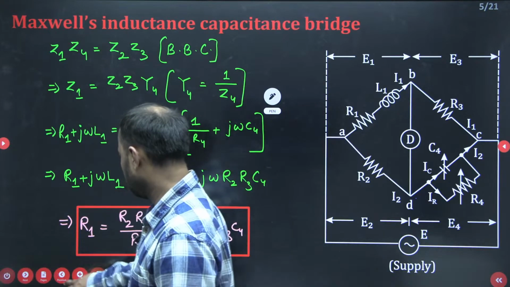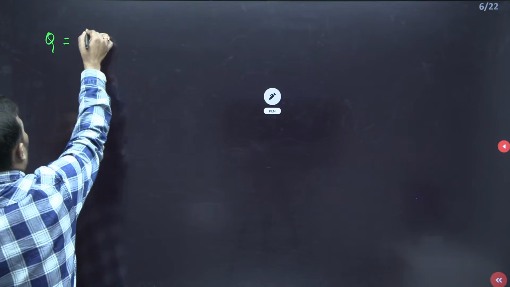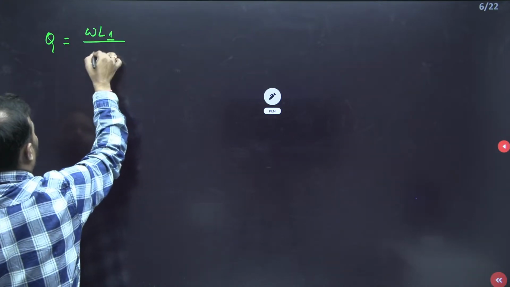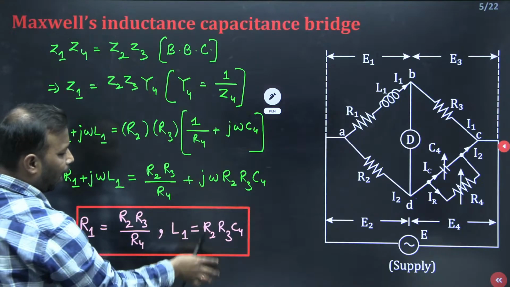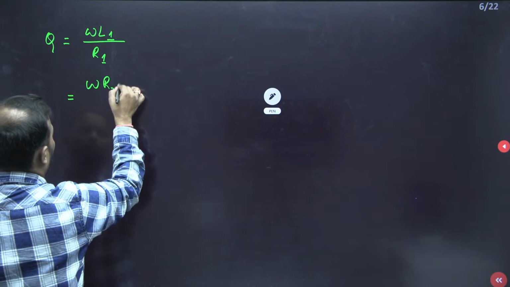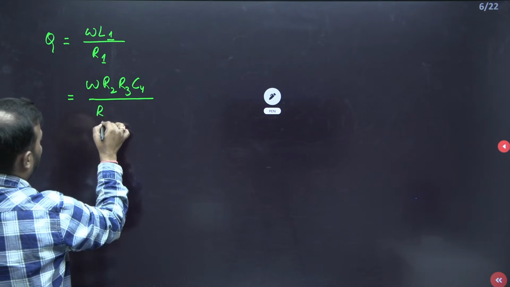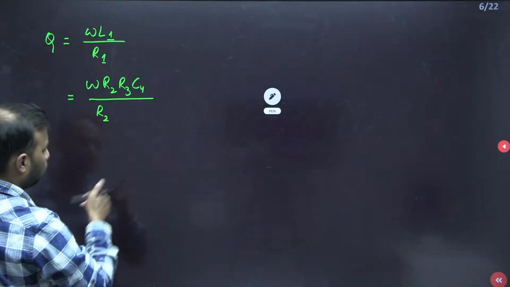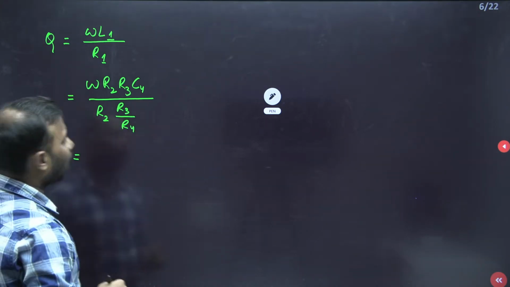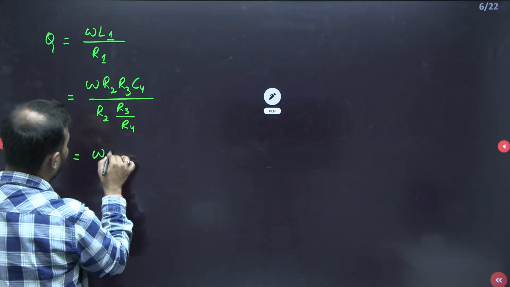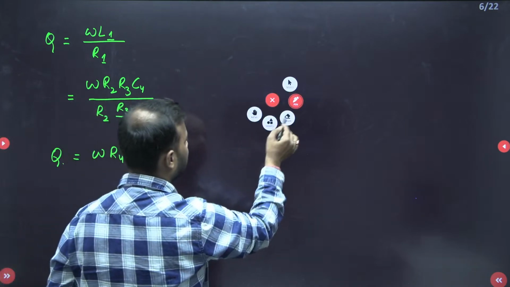Now let us calculate the quality factor Q, which is equal to omega L1 by R1. So what is L1? L1 is R2 R3 C4, divided by R1, which is R2 R3 by R4. Okay. So here R2 R3 will be cancelled out, and we are left with omega R4 C4. So this is your quality factor. Let me box this.